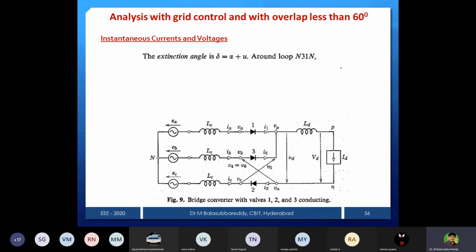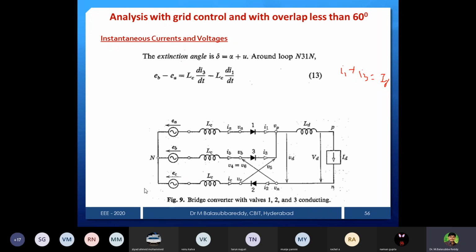What I can write is I1 plus I3 is equal to ID. This is one equation: I1 plus I3 is equal to ID. So di1 by dt plus di3 by dt is equal to 0. That is one equation you can write.